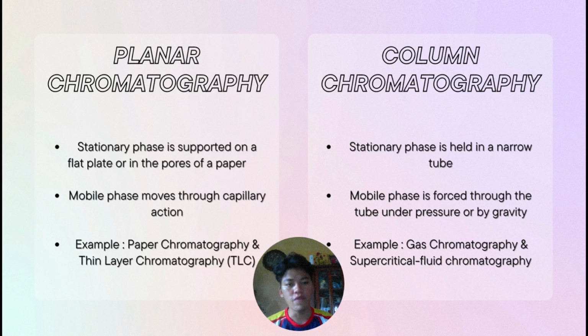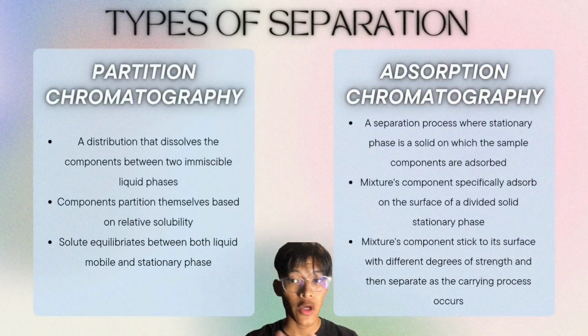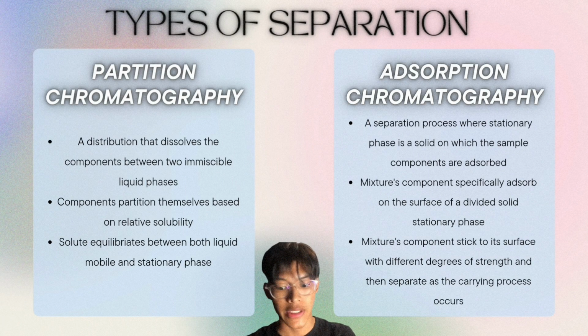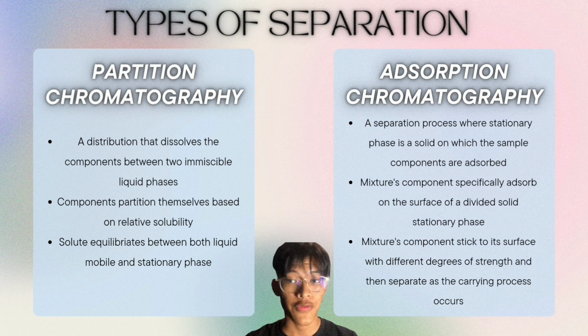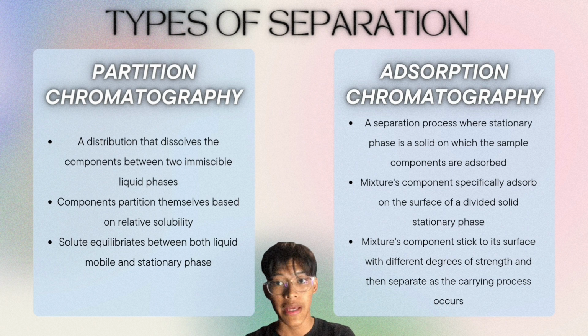Next is column chromatography. In the type of chromatography, the stationary phase is held in a narrow tube. The mobile phase is forced through the tube under pressure or by gravity. The example of column chromatography is gas chromatography and supercritical fluid chromatography. Next, I'm gonna continue the video presentation with my next part, which is types of separation. For your information, types of separation is divided into two different parts, which are partition chromatography and absorption chromatography. So let's start with the partition chromatography first.